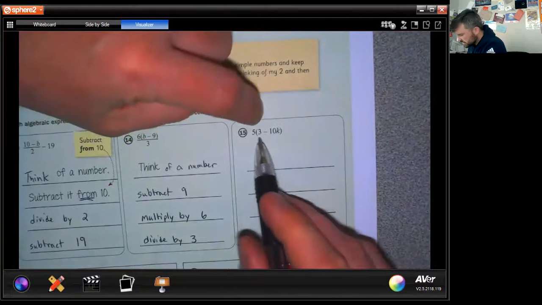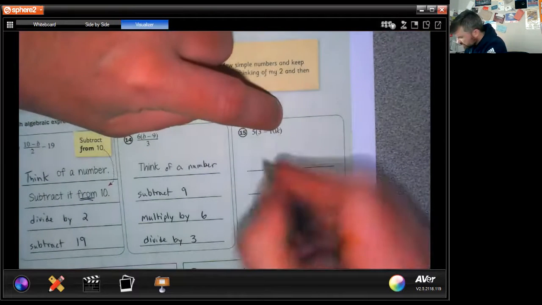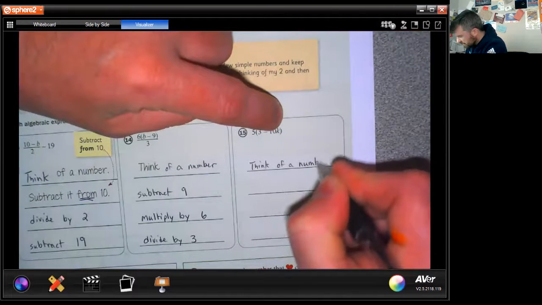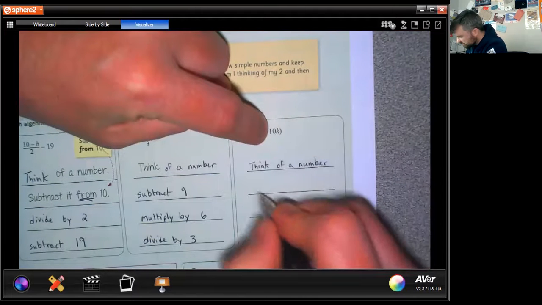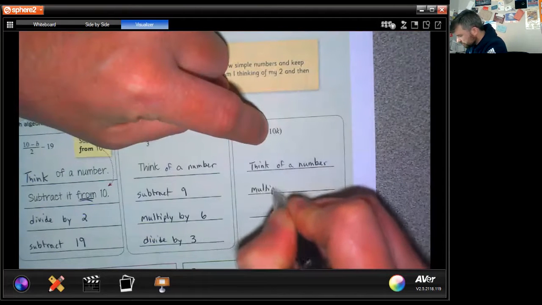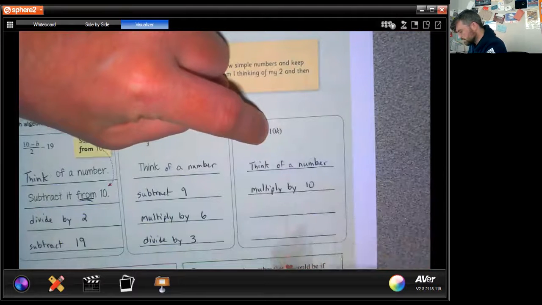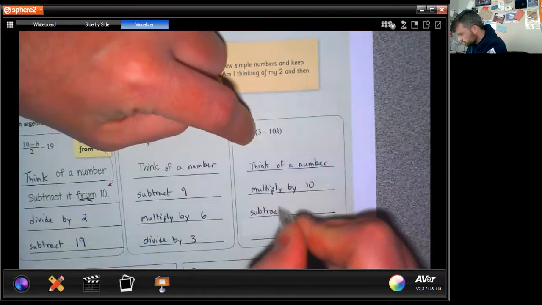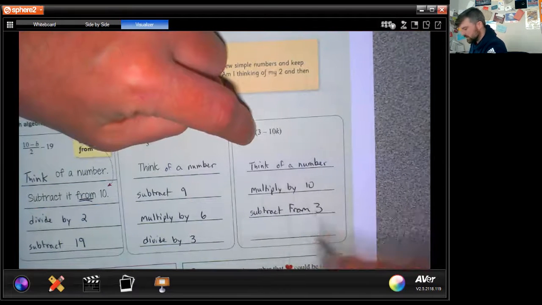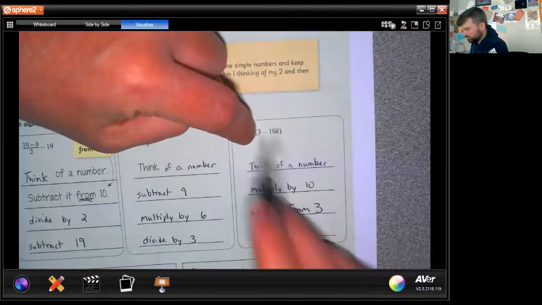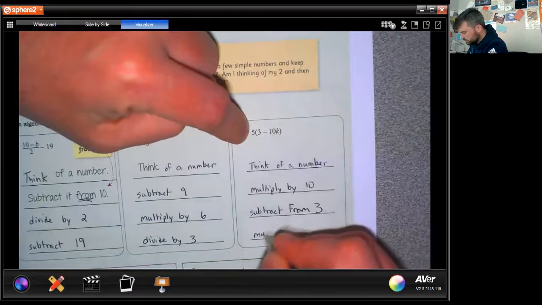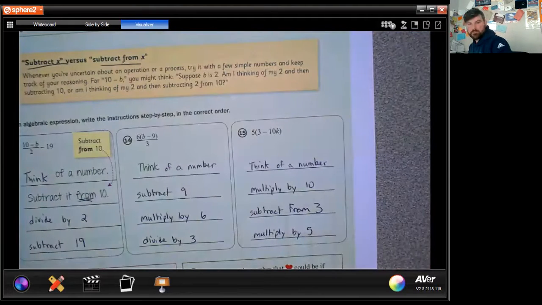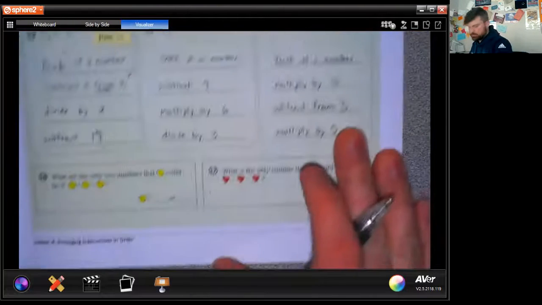All right, here's kind of tricky. Okay, so think of a number. And we took the number times 10. And then we subtract that from 3. So because it's second, we got to take it away from 3 and multiply by 5. So just be careful on those steps.